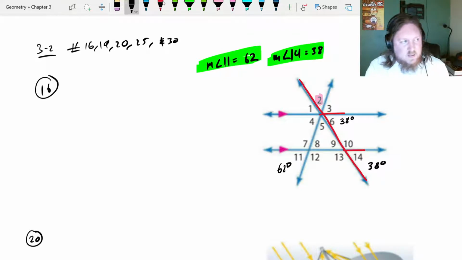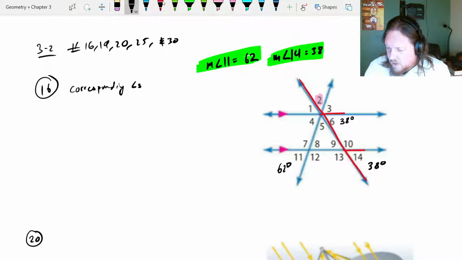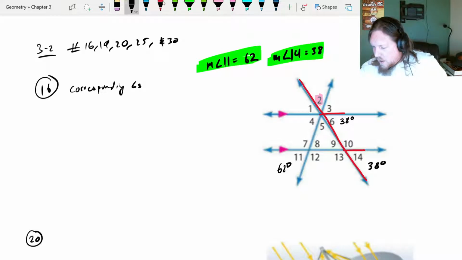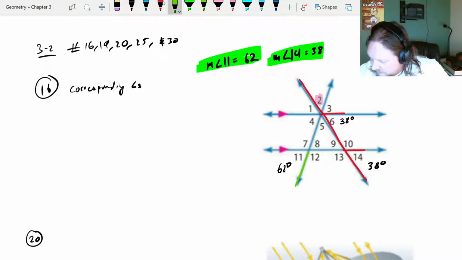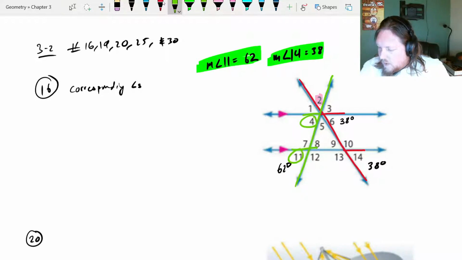So if I'm having to list my properties that I'm using, the first one I'm going to use is corresponding angles. And if you want to be specific, you could say 14 and 6, but I'm not going to do that here. Up next, I'm going to do that with 62 as well. This time I'll draw a green line. So now look at the green transversal, and 11 and 4 happen to be corresponding angles as well. So for 4, I'm going to write 62 degrees.